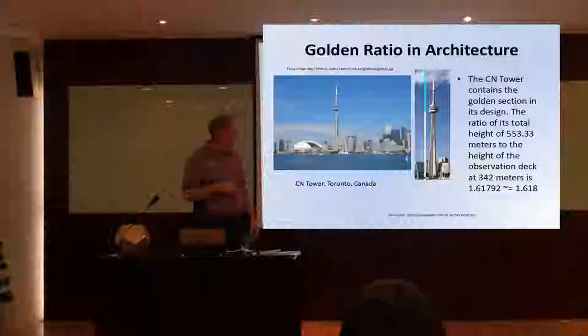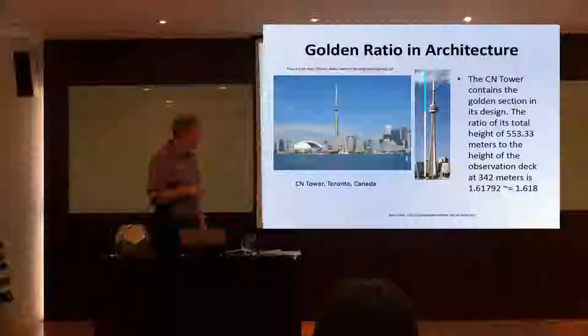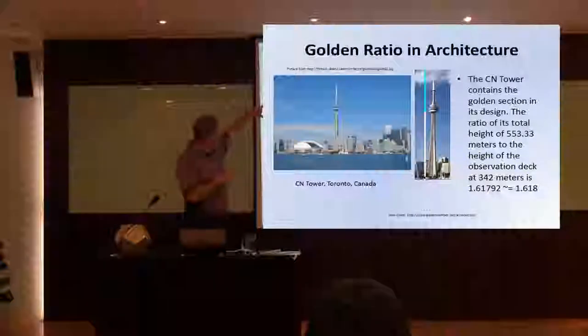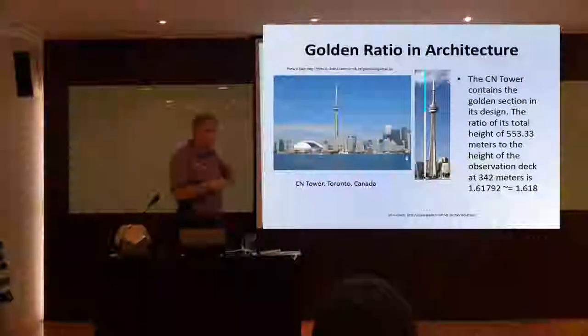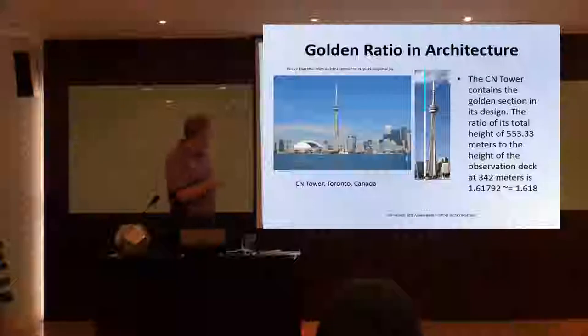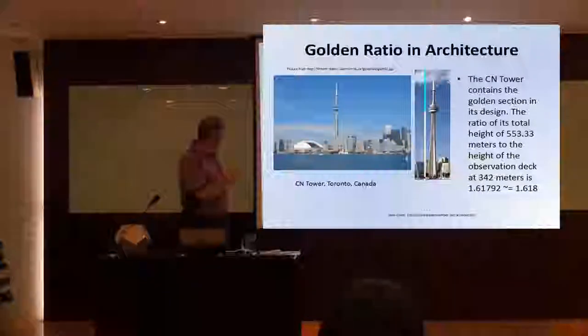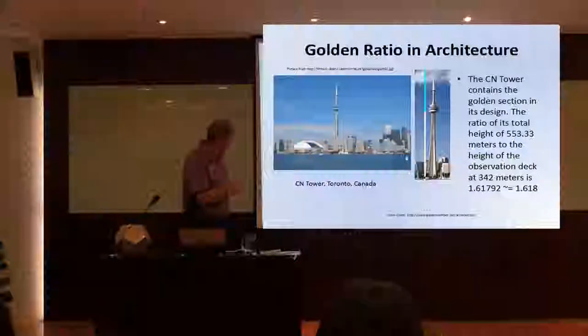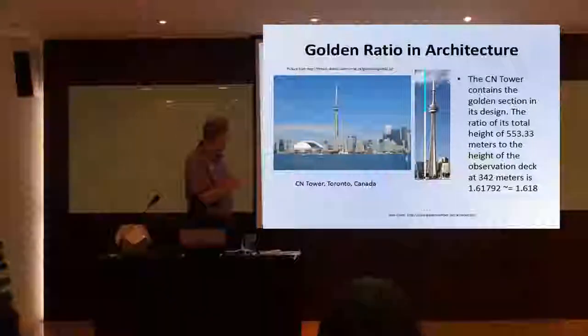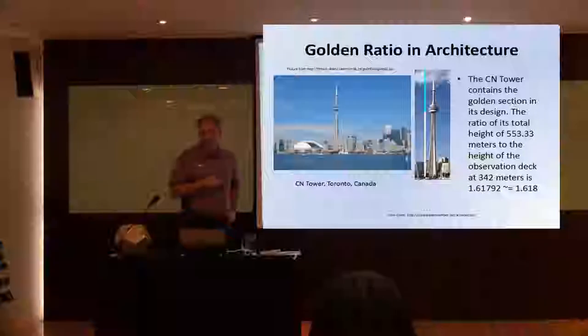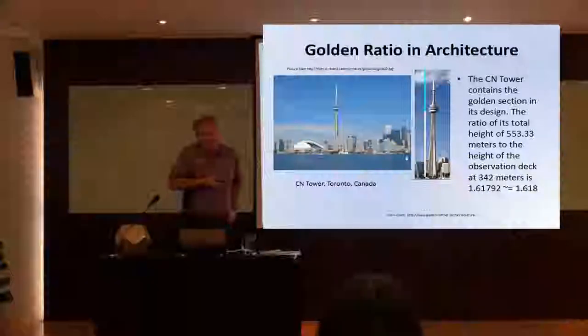CN Tower in Toronto, okay? So this was built in 1974, I think, 76, 74, something like that. And again, if you look at the top, if this is 1 and this is phi, you just take this one divided by that one, you get about the golden ratio.